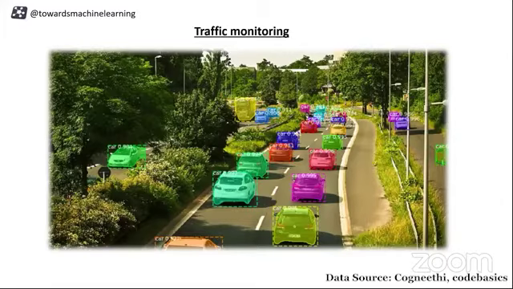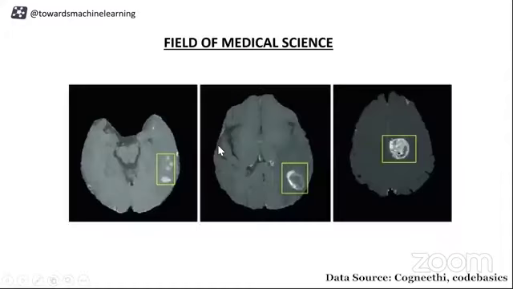Next thing we can see is, in the field of medical science, this has been extensively used for detecting tumors and all. You can see this is an MRI image of a brain, and you can see it is able to detect where the cancerous cell is, and it is able to build a box around it, right? So this can be very time saving for a doctor as well.